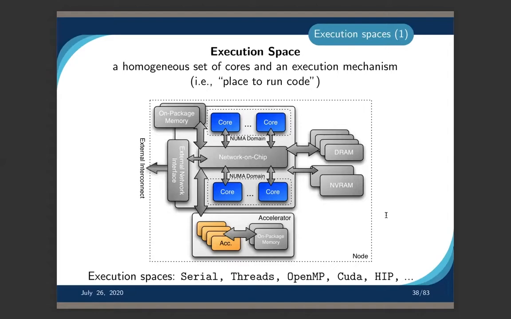And that's what execution spaces are for in Kokkos. An execution space is essentially a homogeneous set of cores and some execution mechanism. It's a place to run code, a way to run code. So in Kokkos, where execution spaces, serial, threads, OpenMP, CUDA, HIP, etc. And these are all different mechanisms.